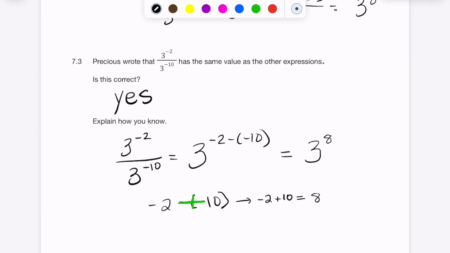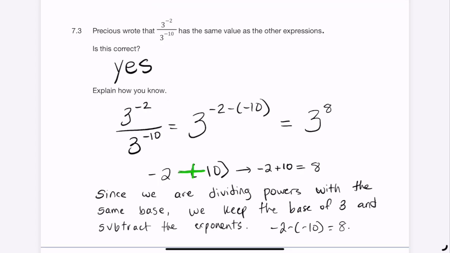Yeah, I mean, you could write it out in expanded form, but that's going to be pretty tricky because you'll have like fractions and fractions. So since it says explain, I'll just add a sentence that says, since we're dividing powers with the same base, we keep the base and we subtract the exponents, and negative 2 minus negative 10 is positive 8. Alright, there you have it.